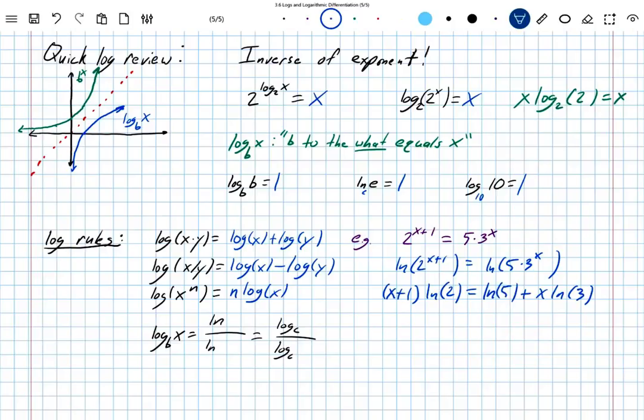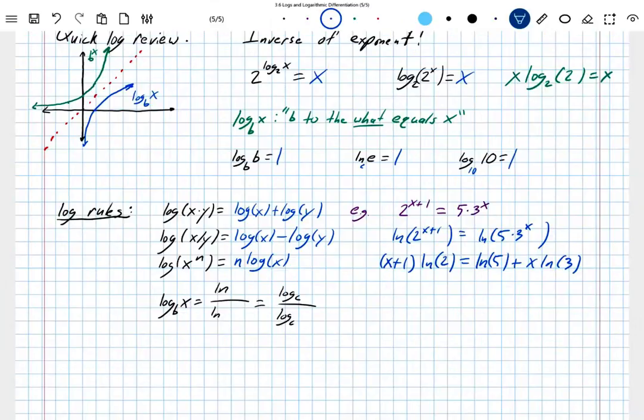Let's bring everything with an x to one side. To do that, we should maybe expand this left side out first: x times natural log of 2 plus natural log of 2. All right, now I can bring all the x's to one side, so I get an x times natural log of 2. When I bring over that natural log of 3, I get minus natural log of 3 with those parentheses. Going a little fast here. On the right side I get a natural log of 5, and then a minus that natural log of 2 that didn't have an x on it when I bring it over.